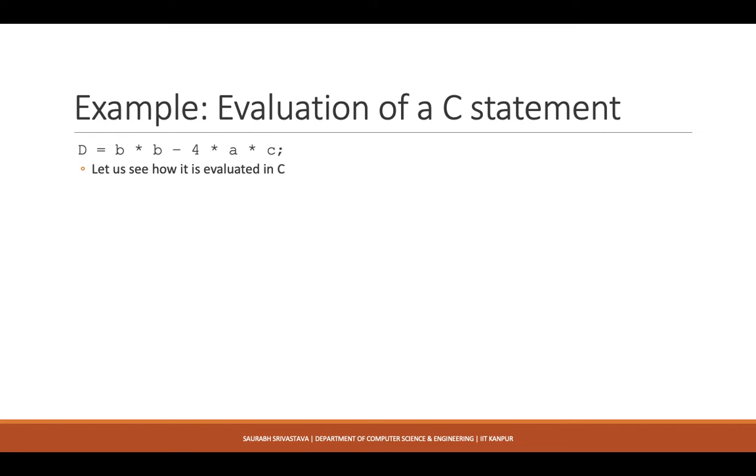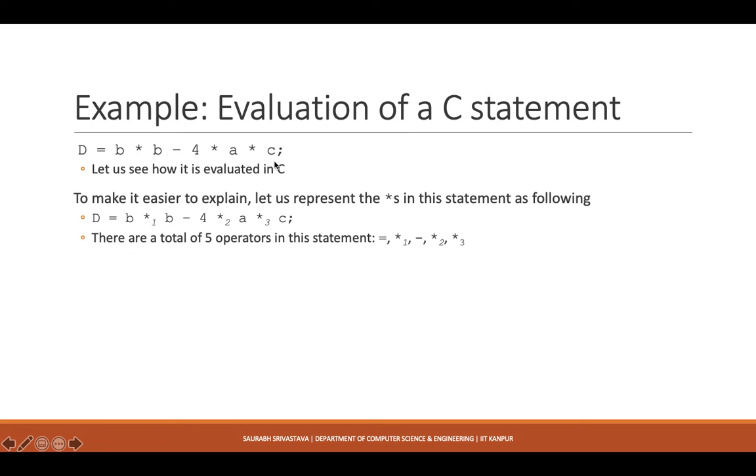So this is a very simple example. Let's say I have this particular statement, d equal to b into b minus 4 into a into c, and let us try to see how it is evaluated. There are three asterisks here, which are multiplication, and there is a minus and an equal to. By the way, equal to is also an operator. So there are a total of 5 operators here. I have numbered the stars so that you can understand what they are.